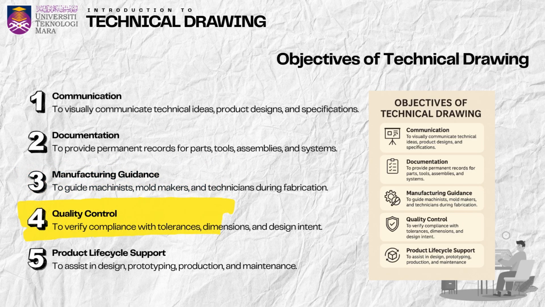In terms of quality control, technical drawings are the standard against which products are measured. Inspectors and engineers use them to verify that each manufactured part complies with the required tolerances and dimensions. If there are discrepancies, the drawing provides the reference needed to correct the issue and ensure consistency across production.